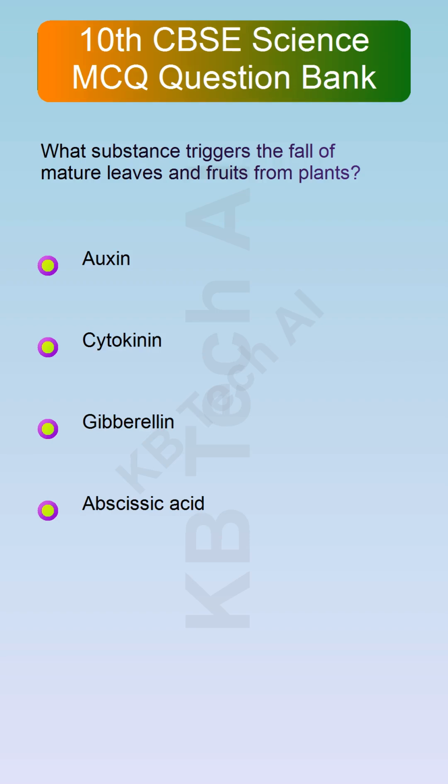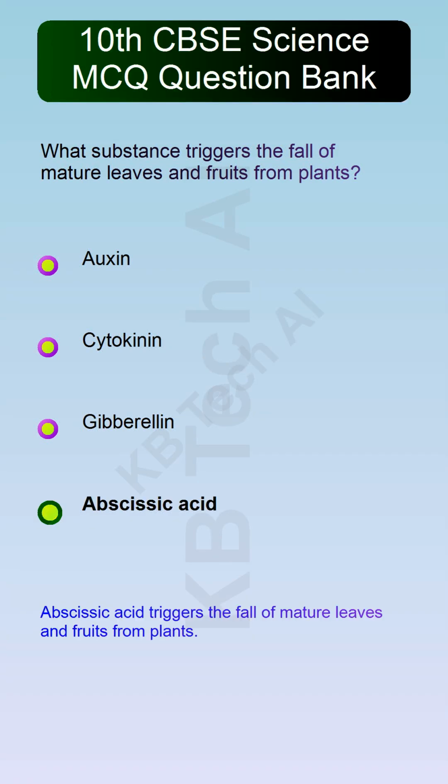What substance triggers the fall of mature leaves and fruits from plants? Option 1, auxin. Option 2, cytokinin. Option 3, gibberellin. Option 4, abscisic acid. The answer is Option 4, abscisic acid.